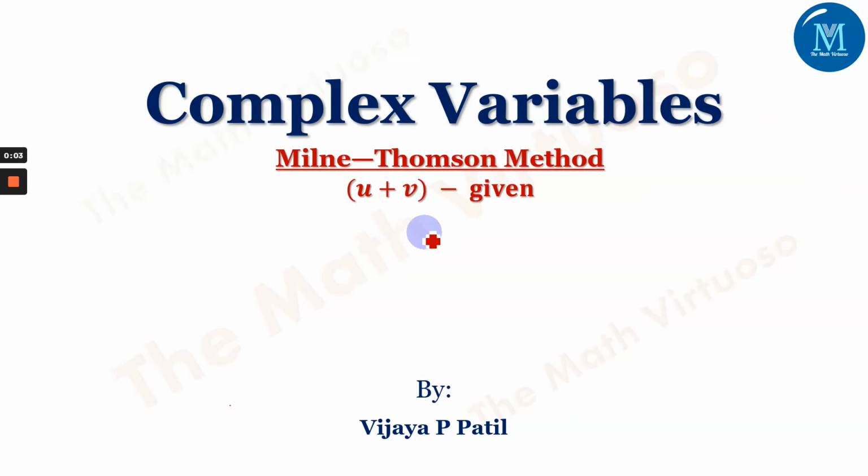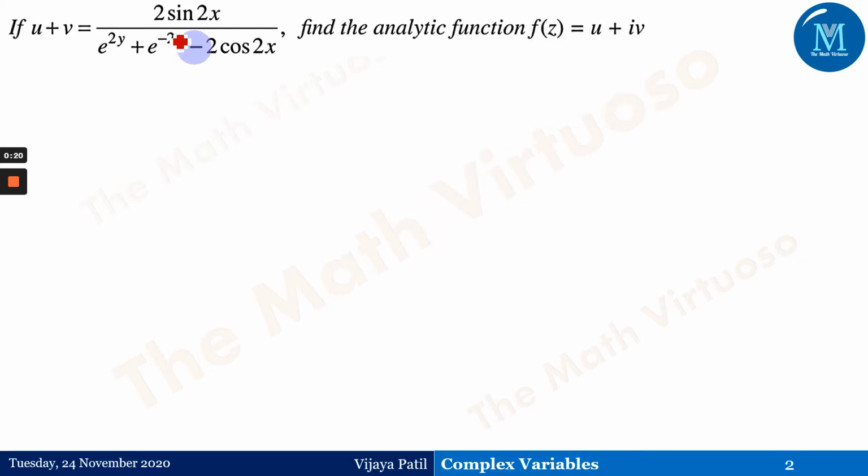Hello and namaste. In continuation with the complex variable, we'll be dealing with the Milne-Thomson method, wherein we'll be discussing today what will happen when u plus v is given. We have discussed u minus v given. That time we constructed a function capital F of z. The same thing we'll have to do for this type of functions with this type of questions as well.